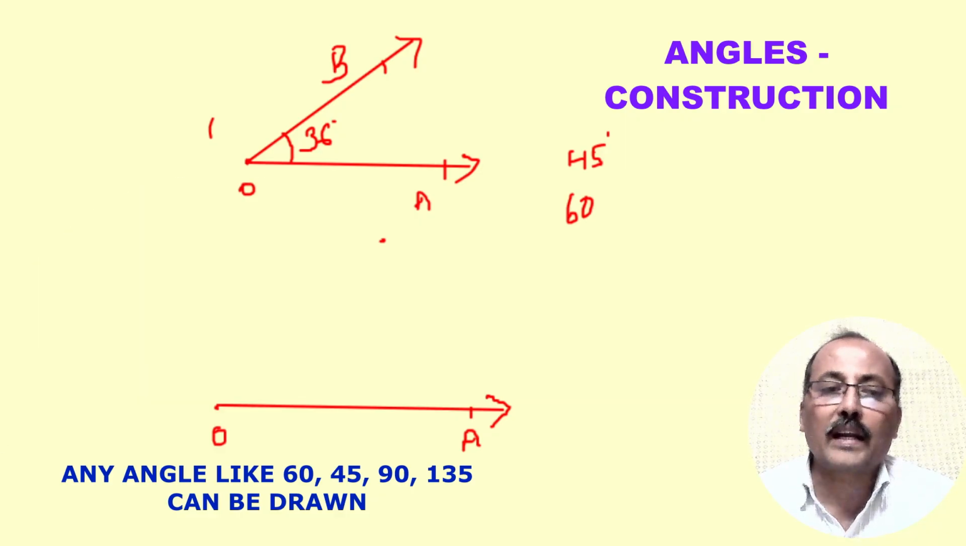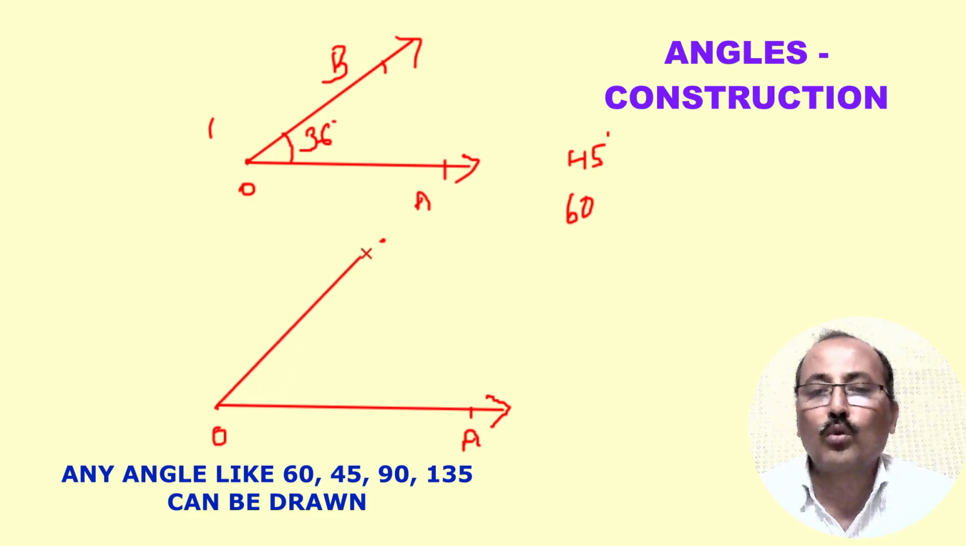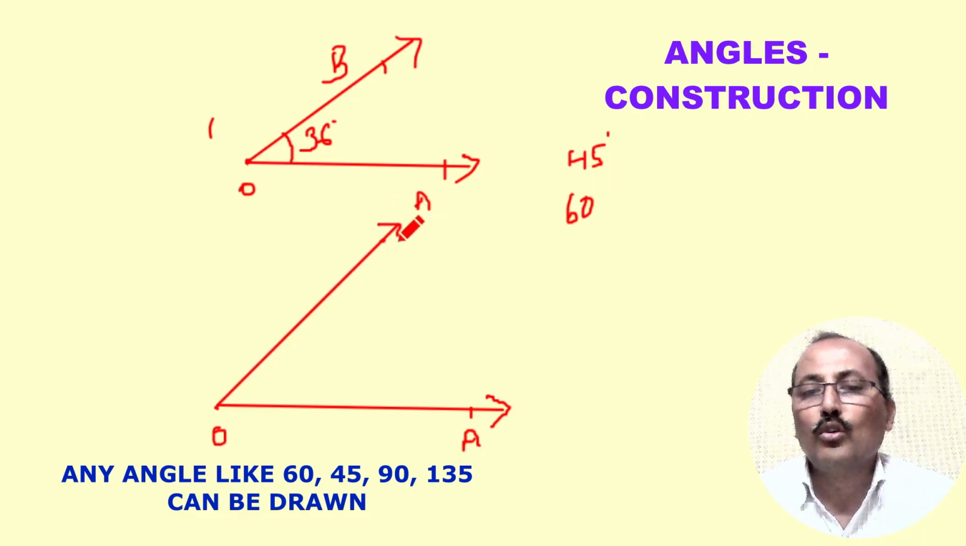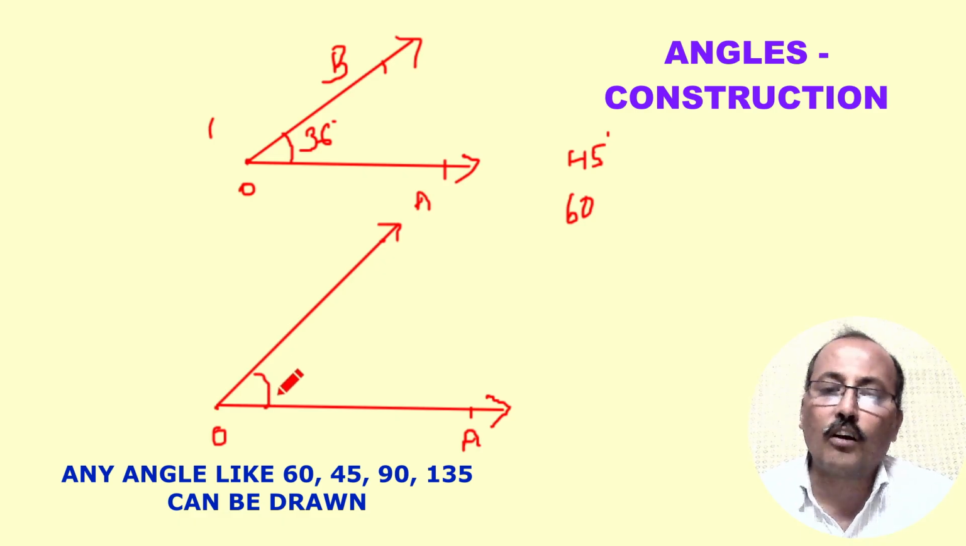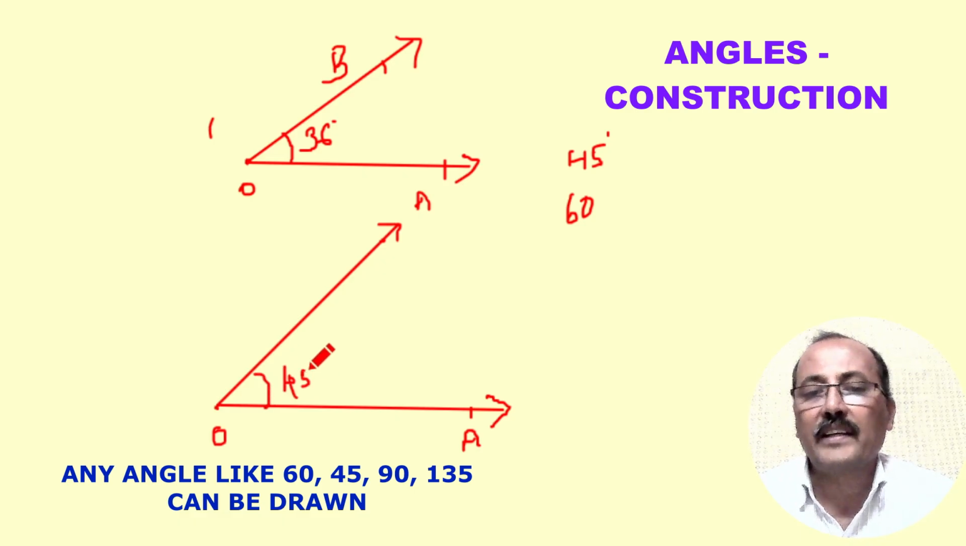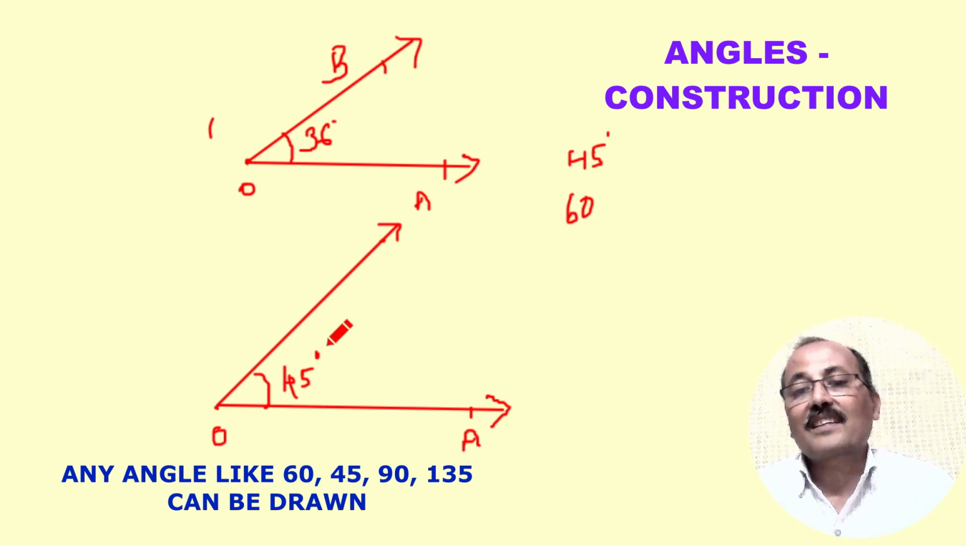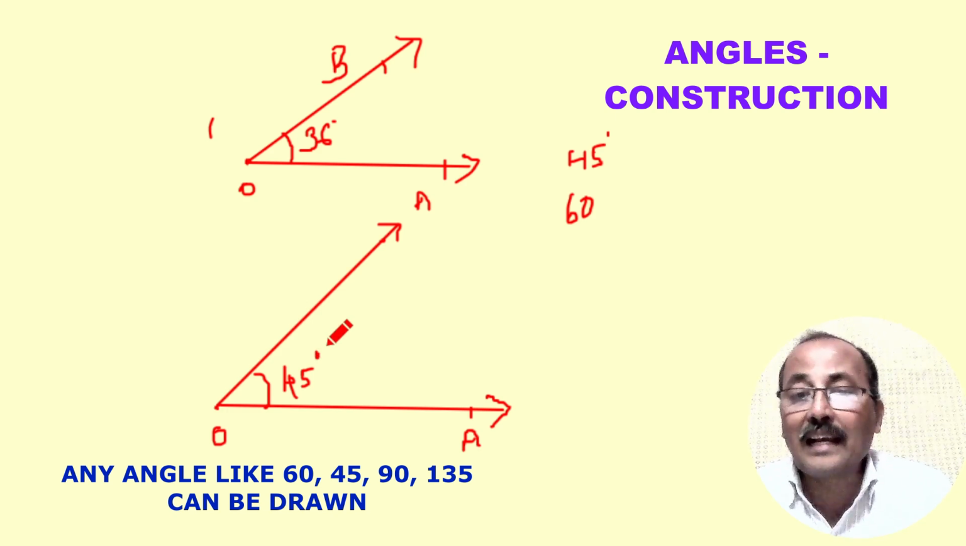Now remove the protractor and, with the help of the ruler, draw a line segment or ray. I am making it a ray itself. Why? Because we use a ray only for an angle. Now how much is it? It is 45 degrees. Okay, now what is the construction of this angle?